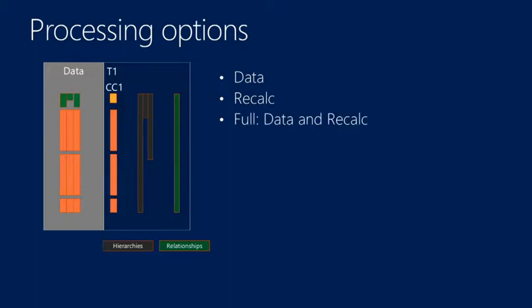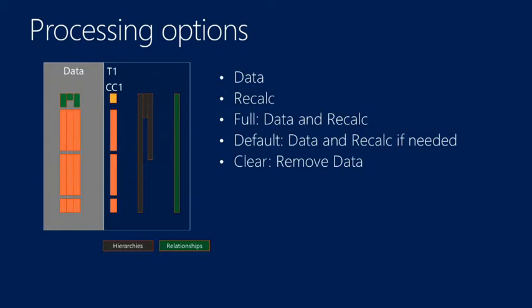Process full is a combination of process data and process recalc, so that I load the data and entirely do the recalc chain. And then process default loads the data and recalcs only the things which are loaded and where it's needed. Right? It does certain optimizations so that only the dependent tables will have the recalc chain reprocessed. And process clear will remove the data entirely. It could be at the partition level or the database.